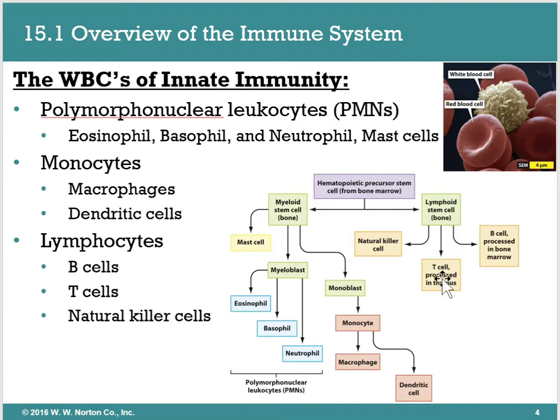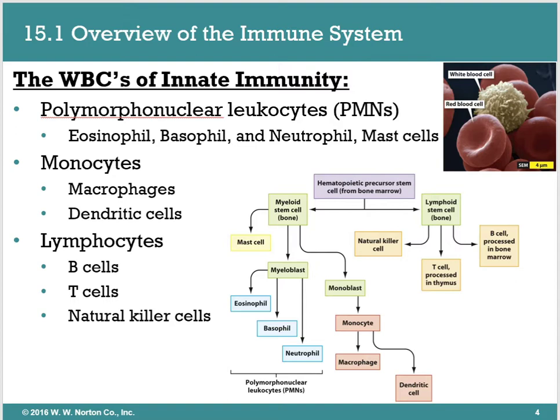These are the main ones that I do want you to know. I know there's some other ones on here that we won't really talk too much about, but I do want you to know what each role is, and then we're going to discuss that too. So if you are a polymorphonuclear leukocyte, you are an eosinophil, a basophil, a neutrophil, or a mast cell.